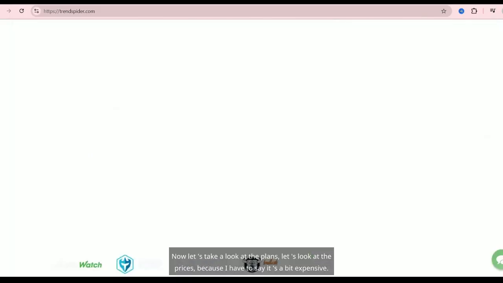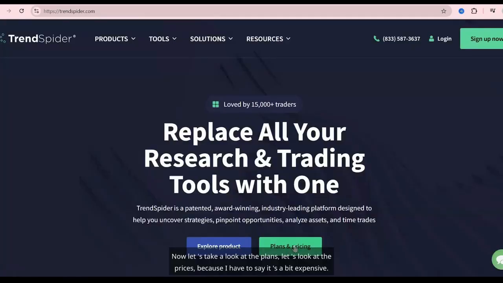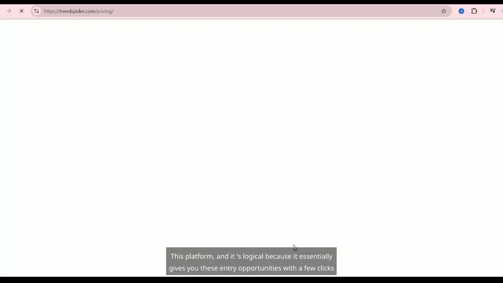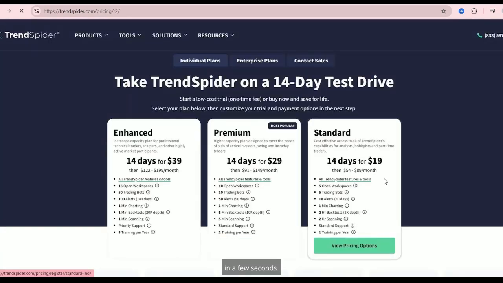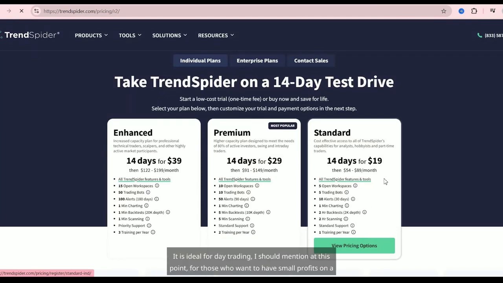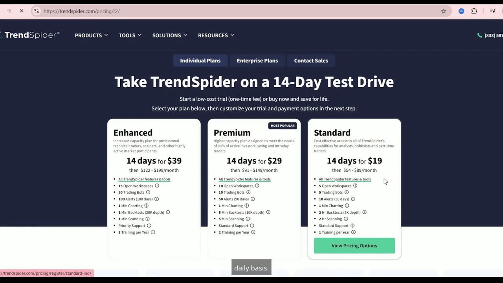Now let's take a look at the plans. Let's look at the prices, because I have to say it's a bit expensive. This platform, and it's logical because it essentially gives you these entry opportunities with a few clicks in a few seconds. It really shows you when to buy and when to sell so that you can continuously make profits. It is ideal for day trading, I should mention, at this point, for those who want to have small profits on a daily basis, or even for scalping trading.